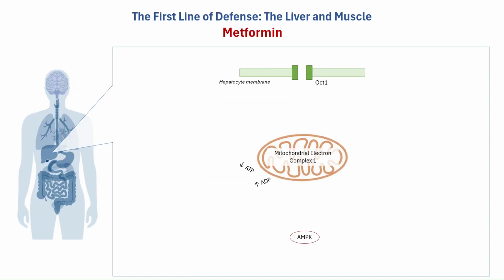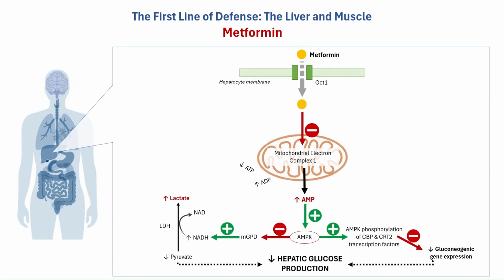We begin with the backbone of type 2 diabetes treatment, metformin. Metformin doesn't stimulate insulin. Instead, it goes straight to the liver and tells it to stop overproducing glucose. Since excessive hepatic glucose output drives fasting hyperglycemia, this single action makes metformin incredibly effective. And that's why it remains first-line therapy worldwide.